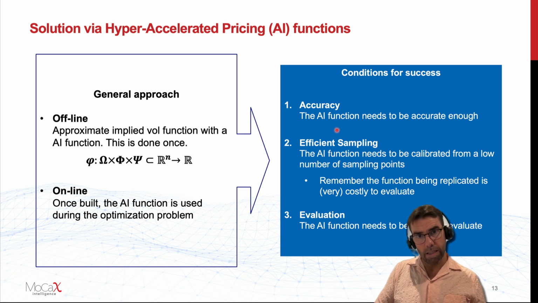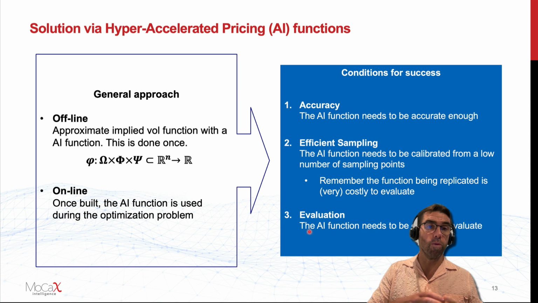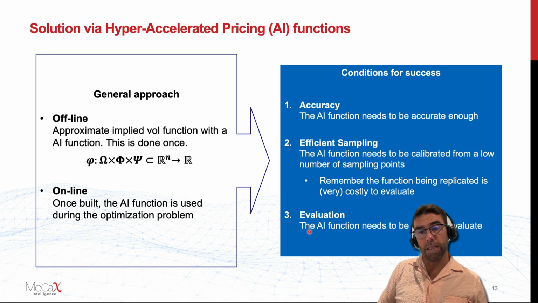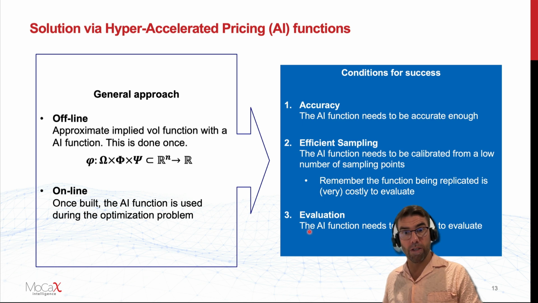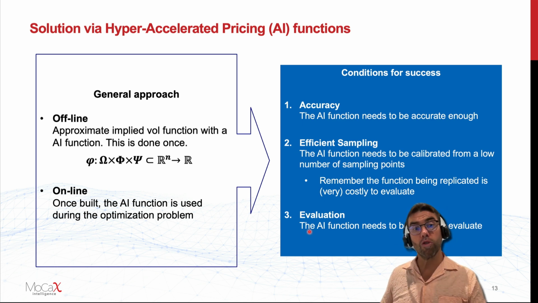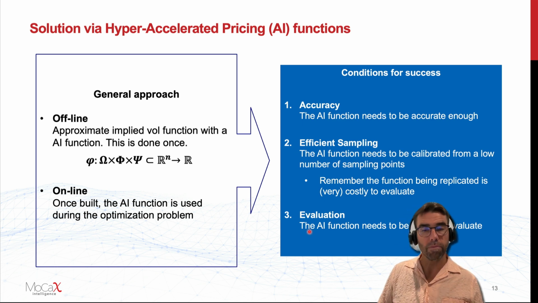Once we have that, the third condition is that the AI-based function needs to be very fast to evaluate. Why? Because we're going to call it lots of times in the optimization routine. And obviously, if the AI-based function is very slow, we're just swapping one problem of a slow to compute original function for another slow to compute function. We want the AI-based function to be very fast to compute.